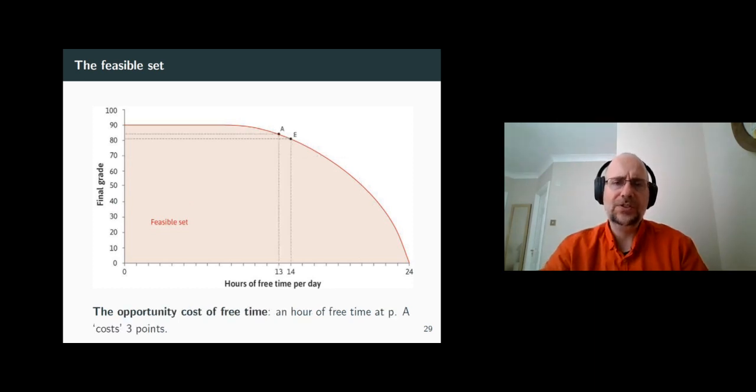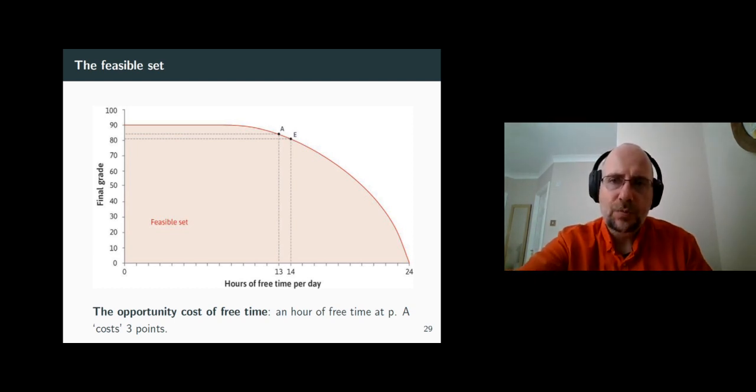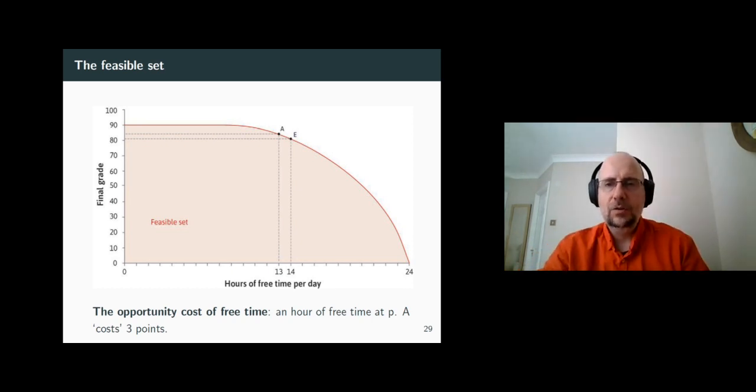Notice these 2 points, A and E. The difference between them is 1 hour of work and a few grade points, and both are feasible. So let's move the consumer from point A to point E. What happens? The consumer gets 1 more hour of free time. That's the obvious thing that happens. But he's not able to achieve that without sacrificing a few grade points.